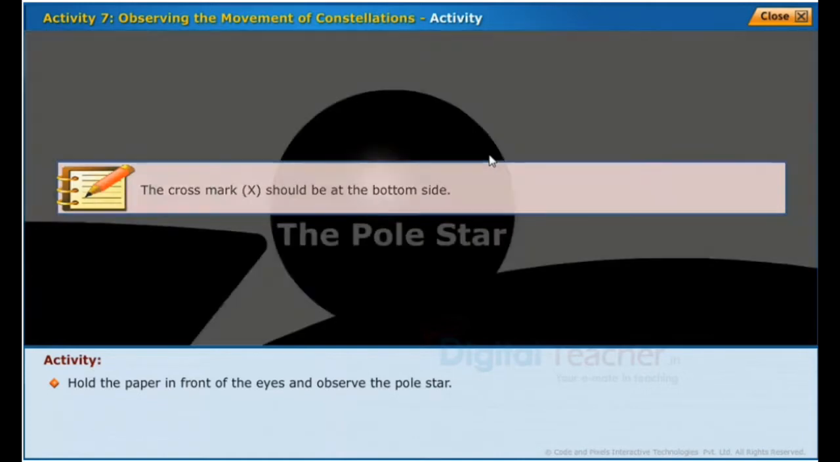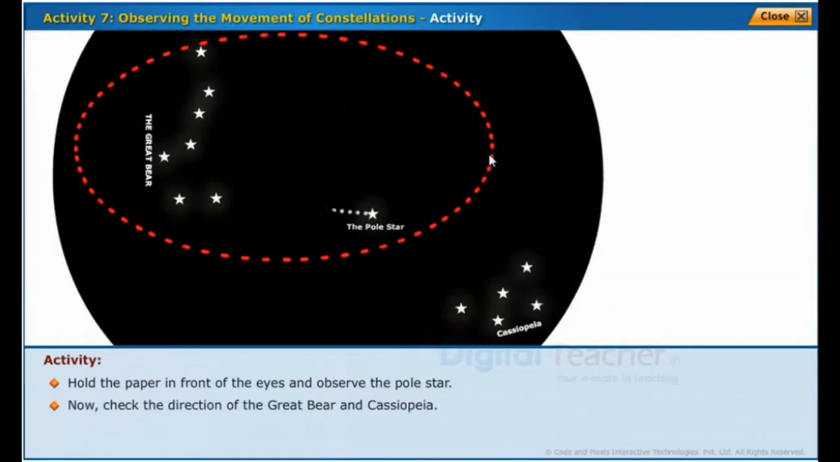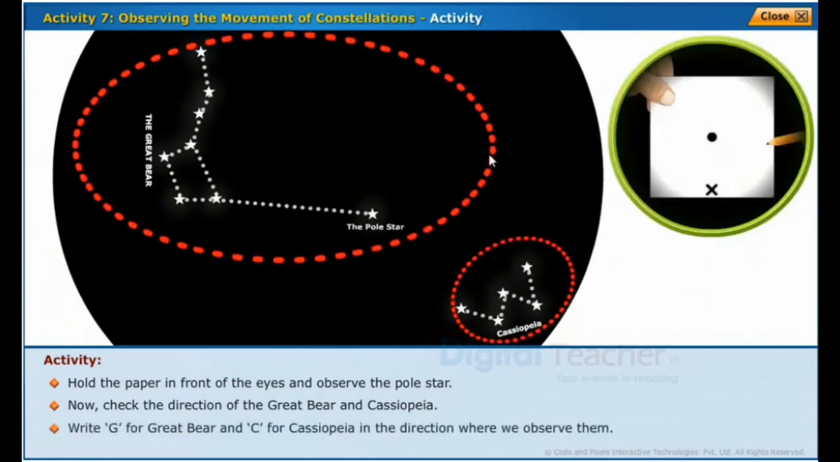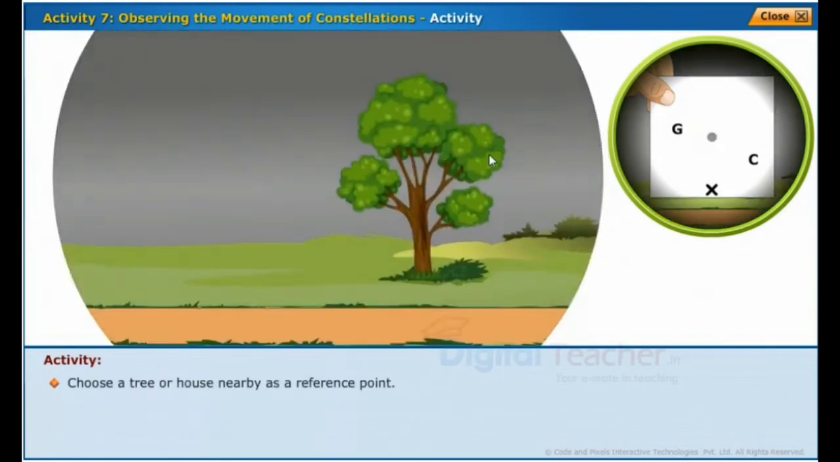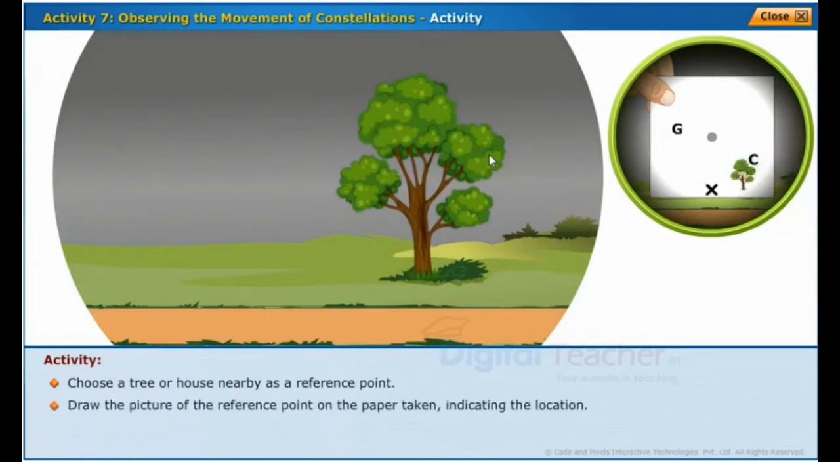Now, check the direction of the Great Bear and the Cassiopeia. Write G for Great Bear and C for Cassiopeia in the direction when we observe them. Choose a tree or house nearby as a reference point. Draw the picture of the reference point on the paper taken, indicating the location.